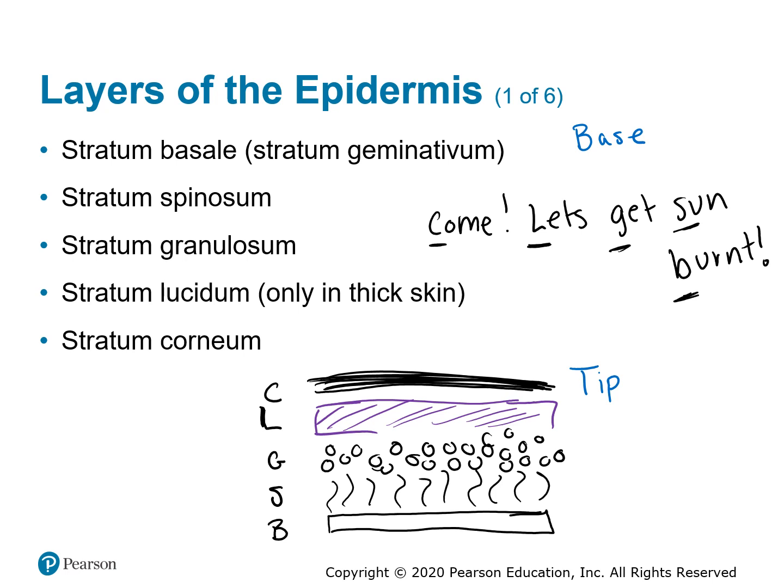Stratum lucidum, you will only find that in thick skin. What is thick skin, you ask? Thick skin is the skin on the palms of your hands, on the soles of your feet. It is the skin that gets a little bit rougher. It's a little bit tougher. It can handle a little bit more abrasion. It has 5 layers. Thick skin has 5 layers, whereas the rest of your skin only has 4. Okay?